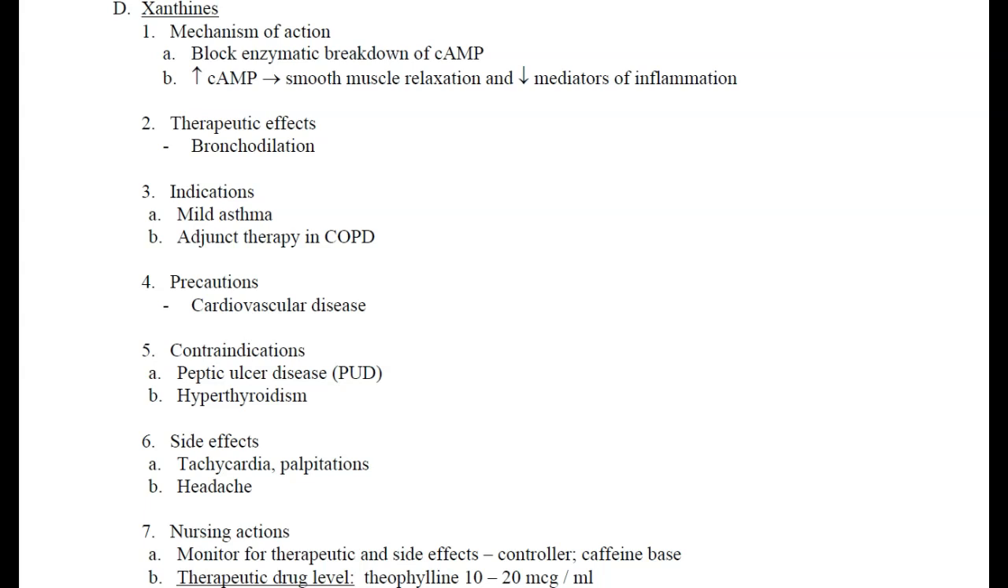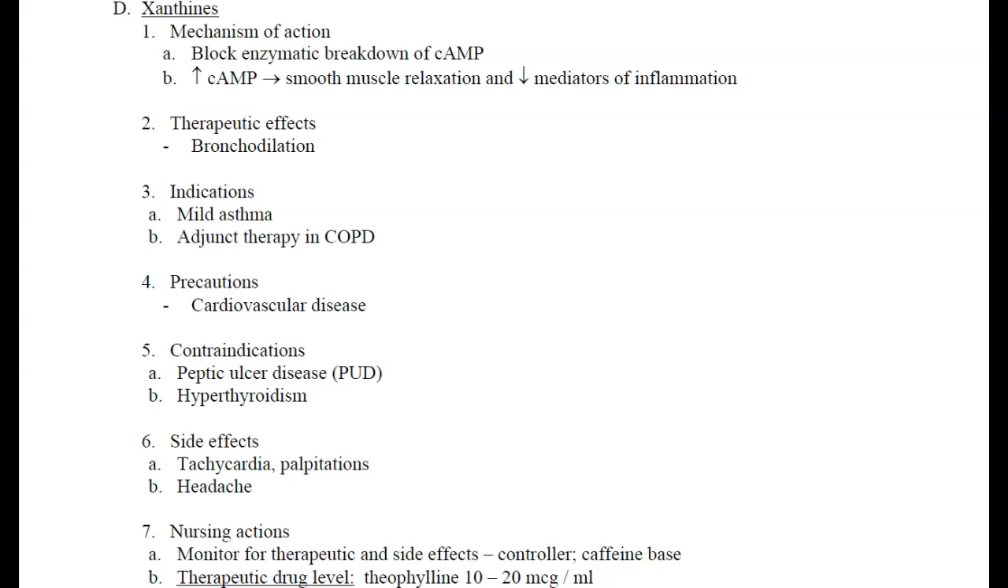Indications: most commonly used in mild asthma and as an adjunct therapy in COPD. Adjunct meaning it's used in combination with other medication, but it's never really a standalone medication for COPD. Some precautions, definitely, if you can remember caffeine, what does caffeine do to you? So precautions would be cardiovascular disease.